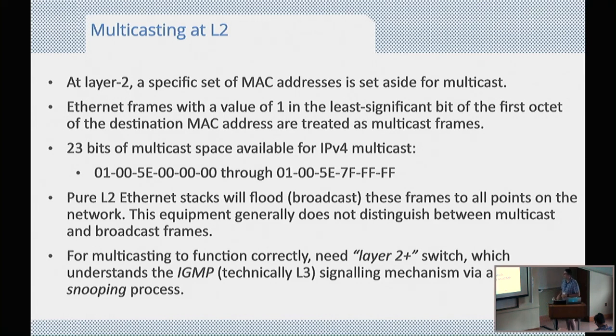They're listed there. If you are running a pure layer 2 Ethernet stack, multicast traffic will be flooded. So all nodes will see them all the time. If you want multicast to behave like multicast, then you need a layer 2 plus switch. That's what they call it, because it needs to understand IGMP, which is technically a layer 3 signaling mechanism.